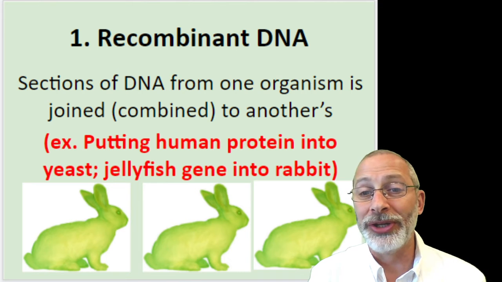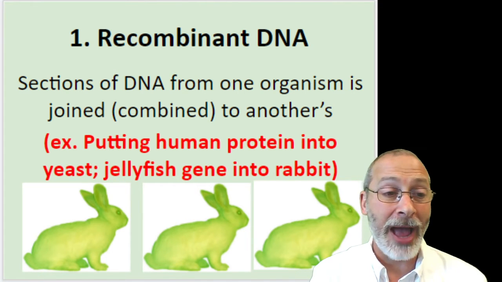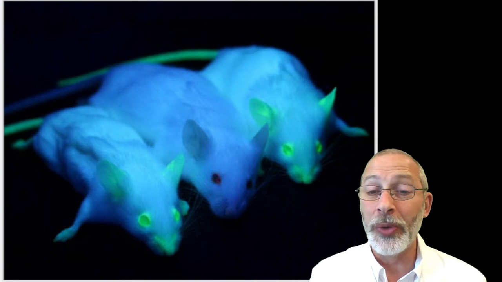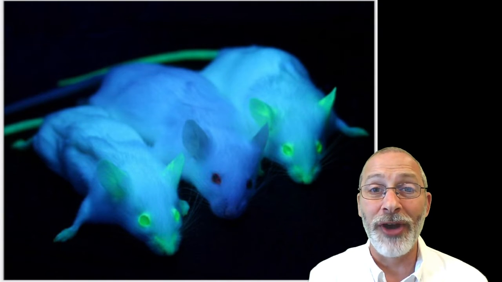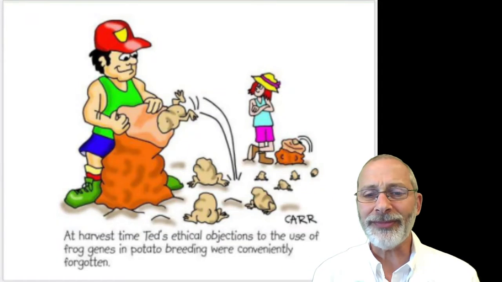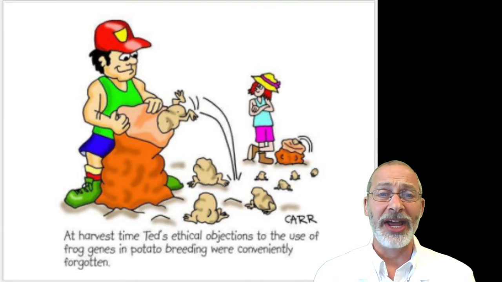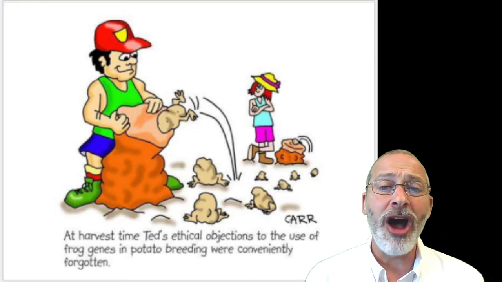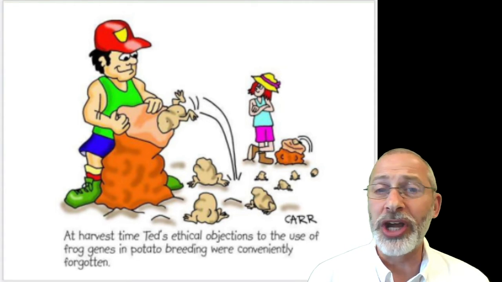So I mentioned earlier that the glow in the dark jellyfish has been used in rabbits. Well, it was used in mice too. And so here are glow in the dark mice that have the DNA segments from jellyfish spliced into them. Here's just a funny little cartoon. It says, at harvest time, Ted's ethical objections to the use of frog genes in potato breeding were conveniently forgotten.